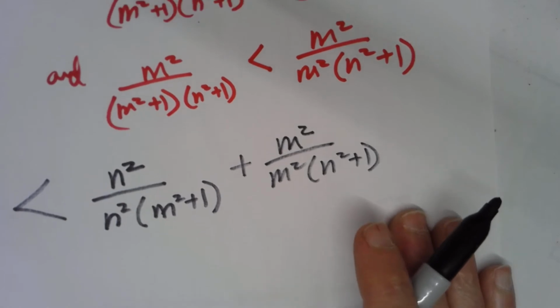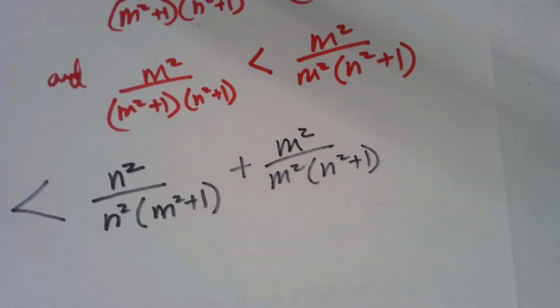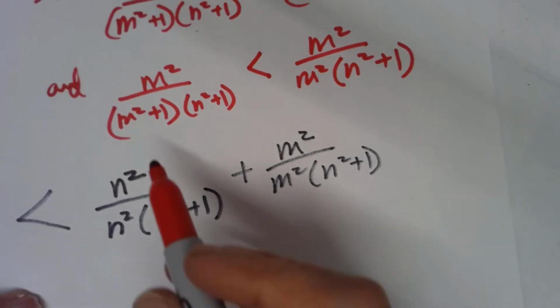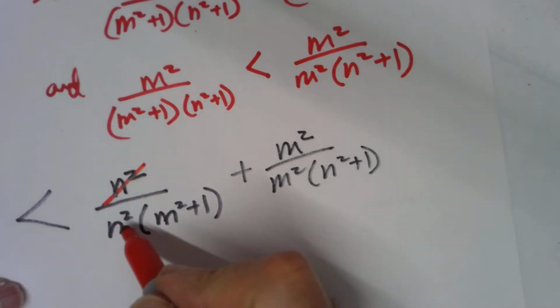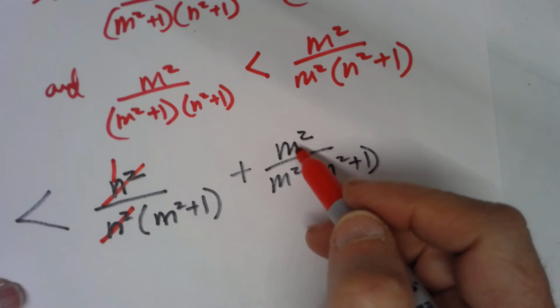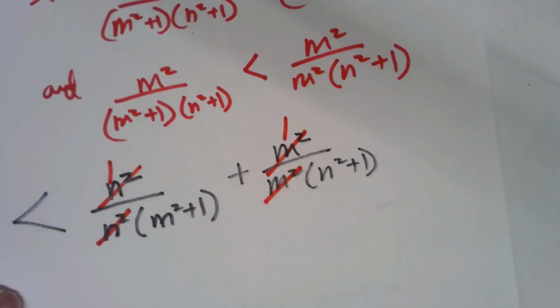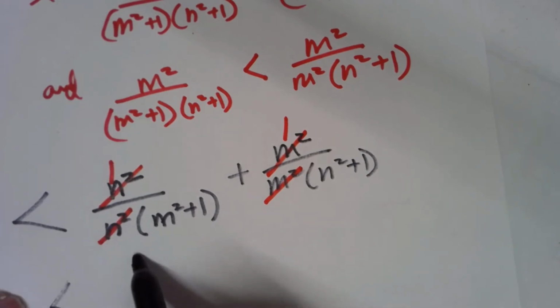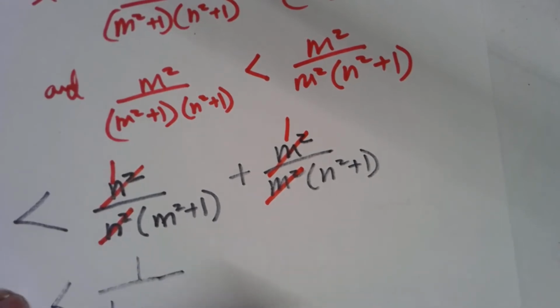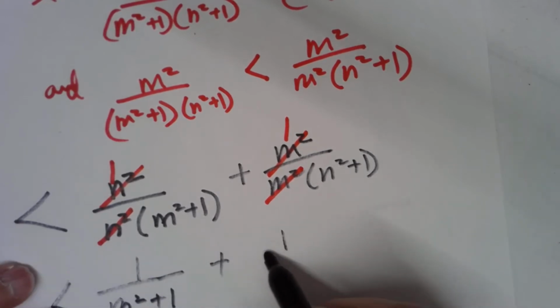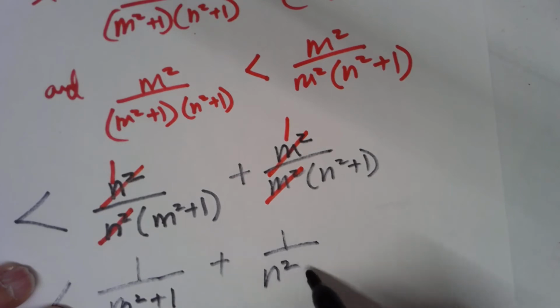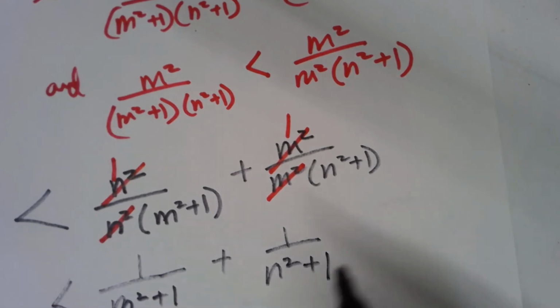Okay, so why do we want to do that? Because we were trying to simplify. So the n squareds can cancel, and that becomes 1 in the numerator. The m squareds can cancel, and we get 1 in the numerator there. So that's going to be 1 over m squared plus 1 plus 1 over n squared plus 1.